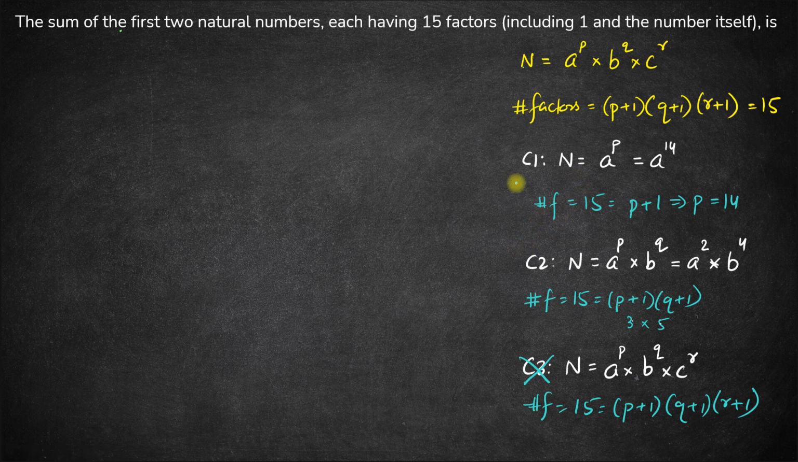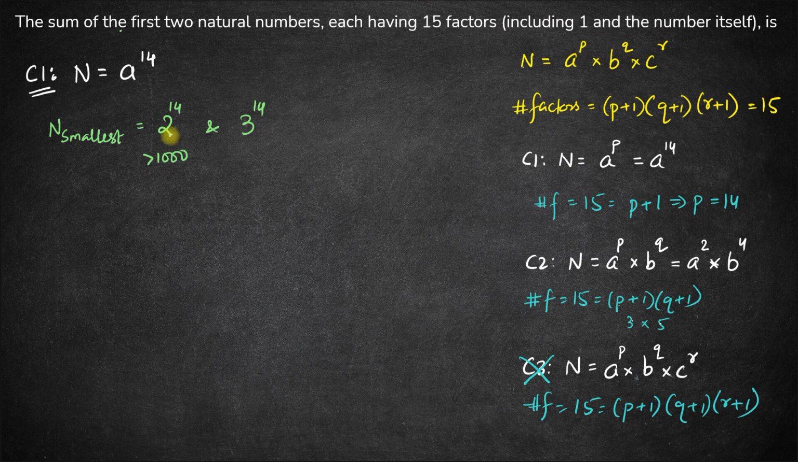Now let's consider both these cases separately. Case 1: what is the smallest possible number? Here n is of the form a to the power 14. The smallest n will be when a is smallest. Since a is a prime number, the smallest possible value of a is 2. So the smallest value of n will be 2 to the power 14, and the next smallest will be 3 to the power 14.